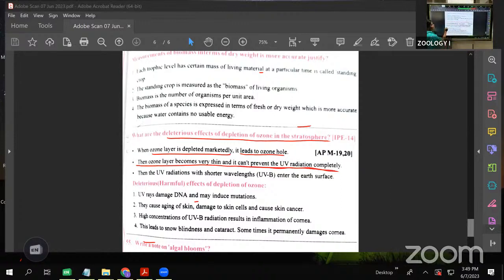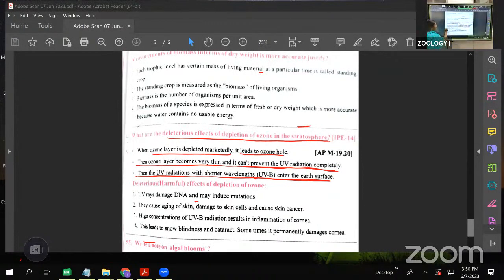Clear? Next, UV radiation with shorter wavelengths. The ultraviolet rays are UVA, UVB, UVC. Here, the UVB wavelengths enter the Earth's surface. When ozone depletion is there, automatically the UV radiation with the shorter wavelength enters the Earth's surface. What is it? UVB.